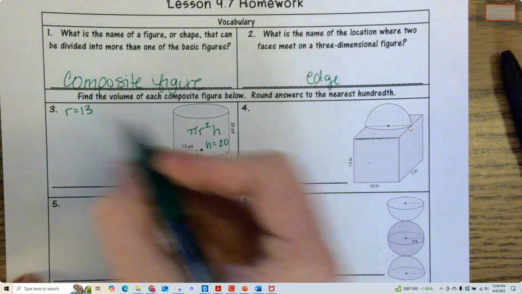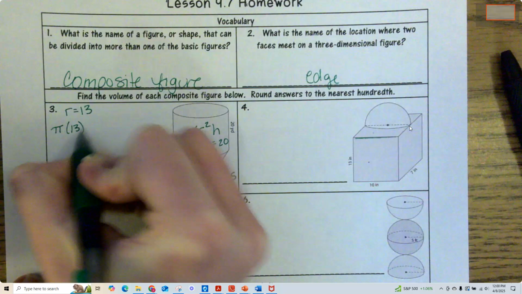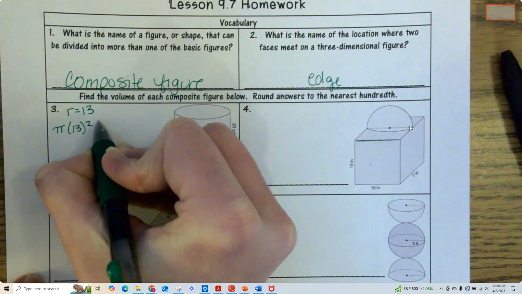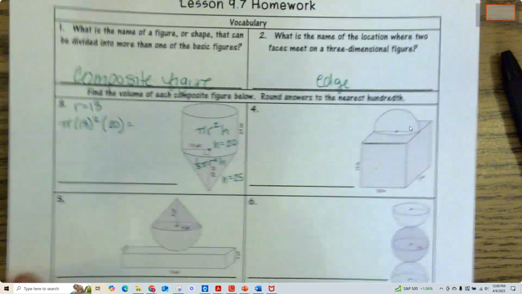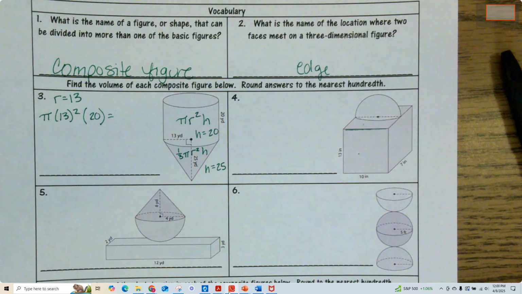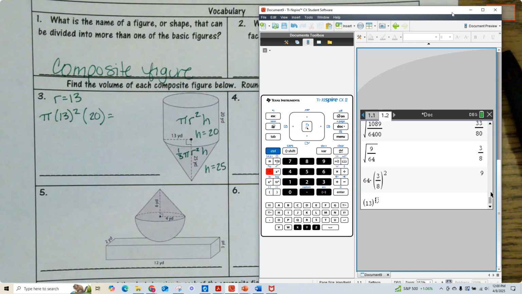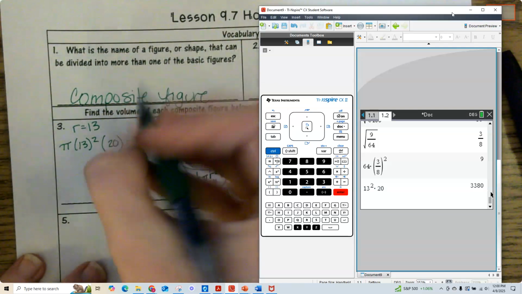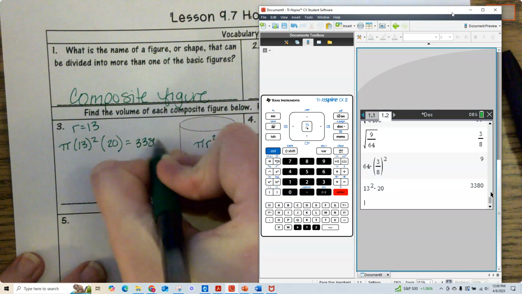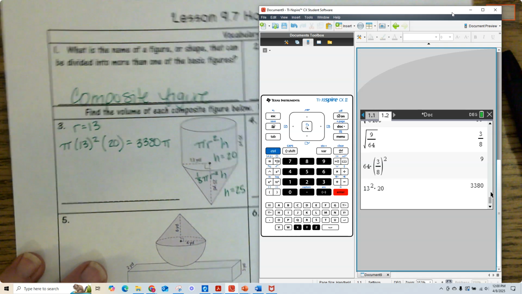Alright, so let's do the cylinder. So pi times the radius, we said that's 13 all the way across, and then times the height, that's 20. I'm going to answer in terms of pi, okay? Which means I'm going to do everything but pi. So I'm just going to pretend for a second like it's not there. So I'm just going to do 13 squared times 20. And then what I do, 3380, I'm just going to attach the pi to the end. It keeps things nice and neat to the very end.